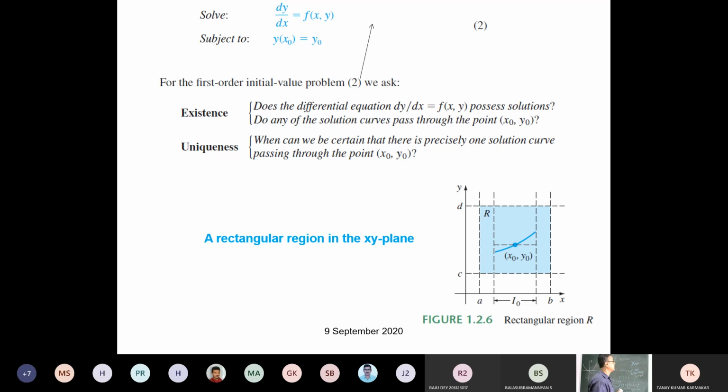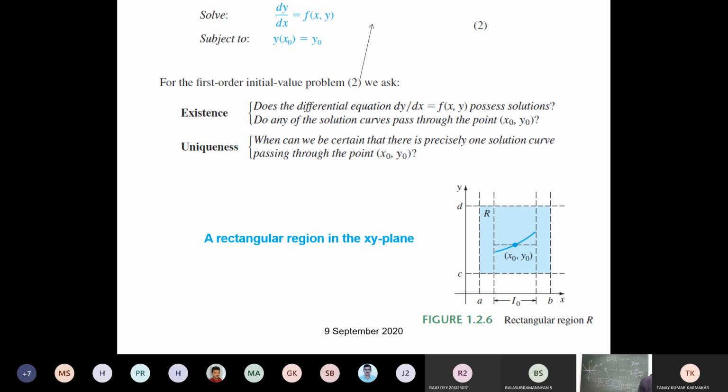Okay. And what about the uniqueness? When can we be certain that there is precisely only one solution curve passing through that particular point, x naught, y naught?